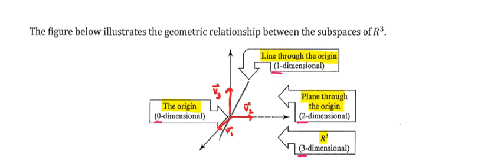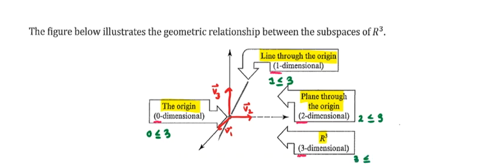It also turns out that each one of the dimensions of the subspaces here is less than or equal to the dimension of R3. Case in point, the origin's dimension 0 is certainly less than or equal to 3. The line through the origin's dimension 1 is certainly less than or equal to 3. The plane through the origin's dimension 2 is certainly less than or equal to 3. And then, of course, the dimension of R3 is certainly less than or equal to 3. In fact, it's equal to 3.